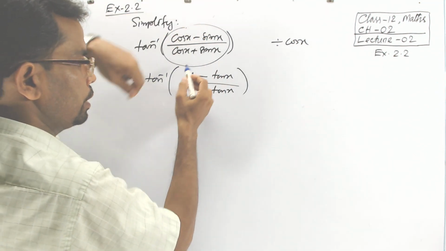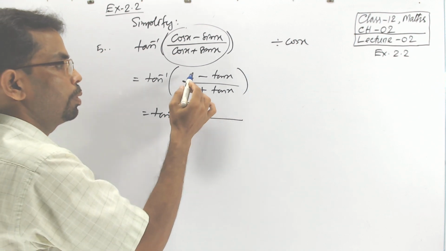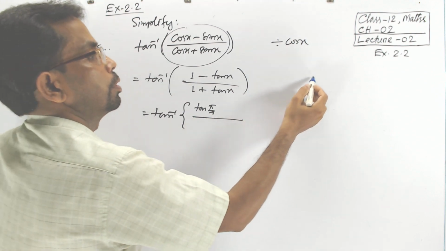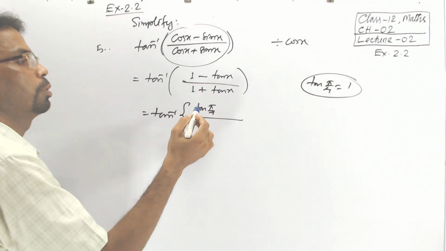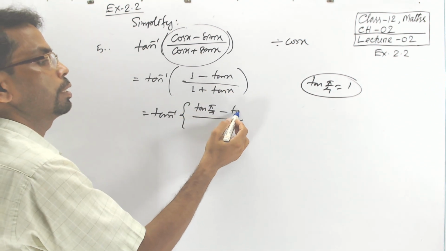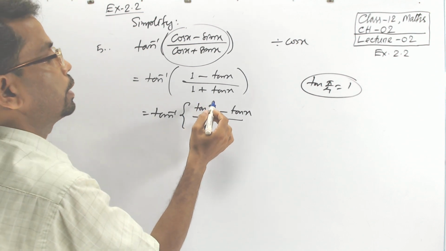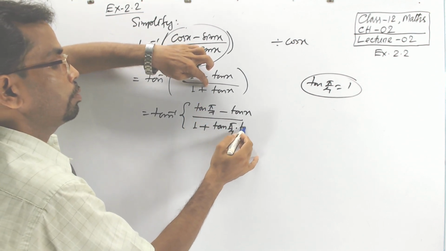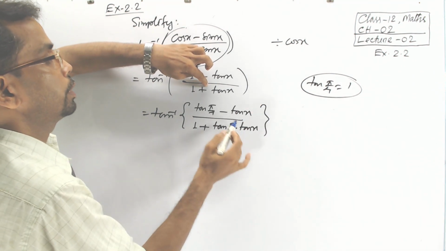And then this term we can write like this. In place of 1 we can write tan pi by 4, because tan 45 degrees value is 1. So in place of 1 we can write tan pi by 4 minus tan x, remaining same. This 1 I will keep as it is, and here I can write tan pi by 4 into tan x. It is correct because tan pi by 4 value is 1. So 1 into tan x is tan x, it is correct.